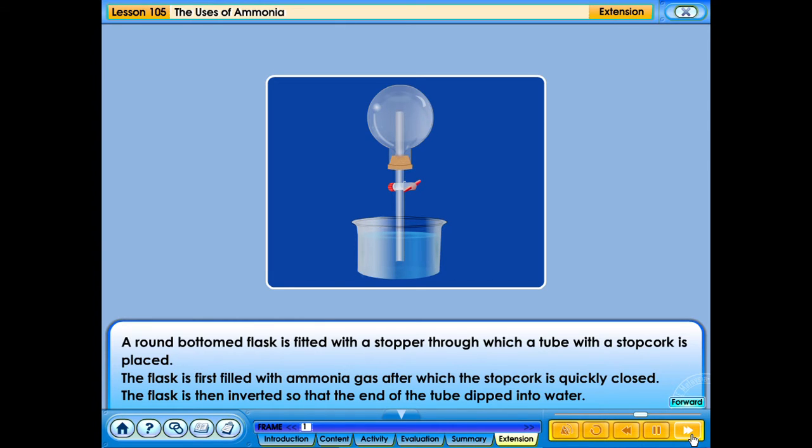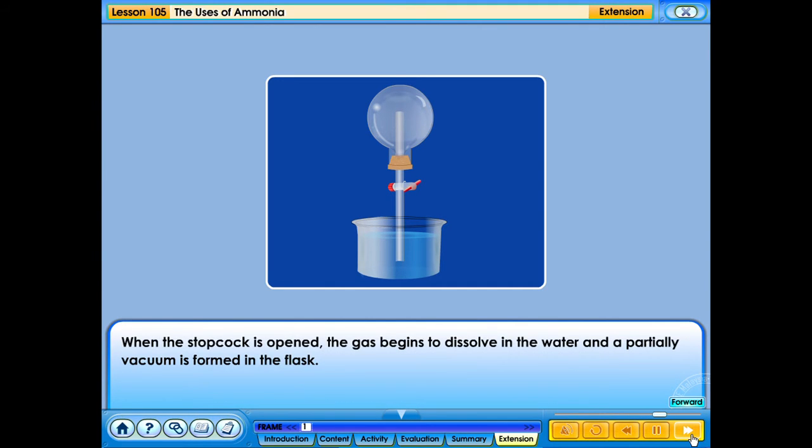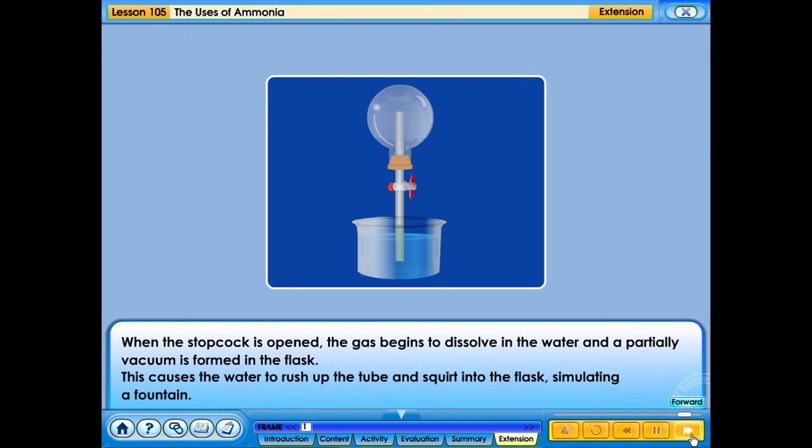The flask is then inverted so that the end of the tube dipped into water. When the stopcock is opened, the gas begins to dissolve in the water and a partial vacuum is formed in the flask. This causes the water to rush up the tube and squirt into the flask, simulating a fountain.